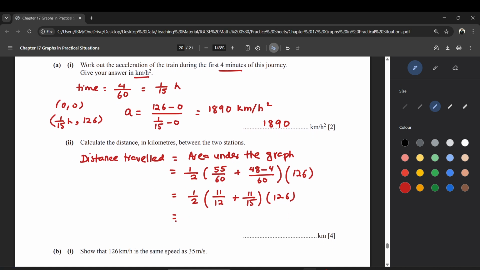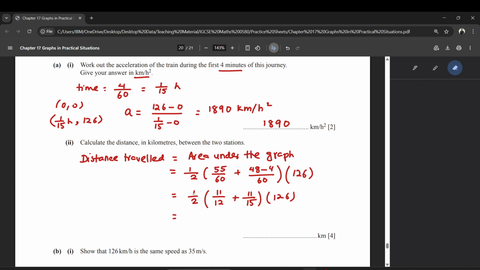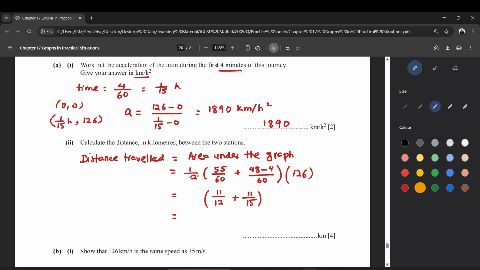When I work this out, in this step I can also simplify, right? I can say that 2 and 126, so this becomes 63. Now when I multiply 63 times 11 upon 15 plus 11 upon 12, that gives us 103.95 kilometers. So this is the exact answer.